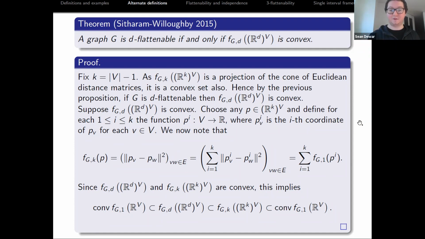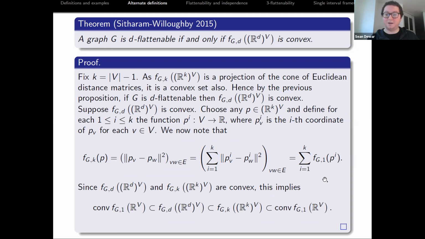Okay. Now what we notice here is that fg of k, so the edge lengths of the k-dimensional realization p, that's equal to this just by definition of the function. Well, the Euclidean distance can be rewritten as this, basically. So all I've done is just that this is literally this. Okay. Now, this summation can come out and we end up with this.